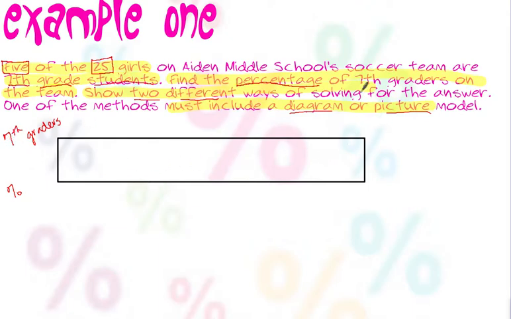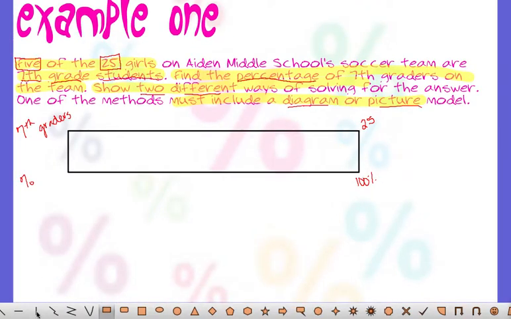So I know that there are 25 girls total. So that would be my whole group. My whole group then as a percent would be 100%. So what I'm going to do now is look at how I should split up my numbers, or how I should split up my diagram. Well, since 5 of the girls are 7th graders and 25 is divisible by 5, we can use that to split up our numbers. So we can split this into 5.